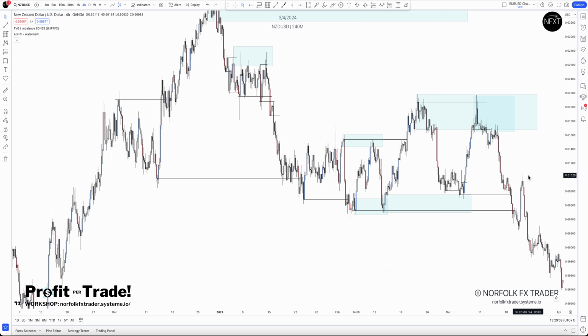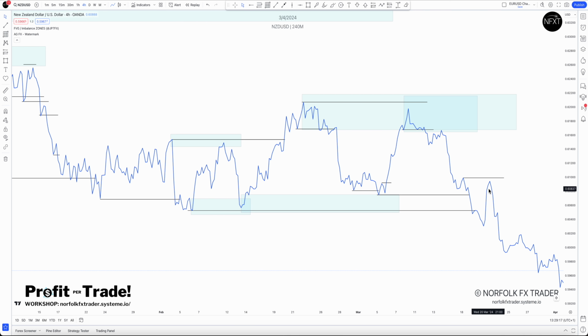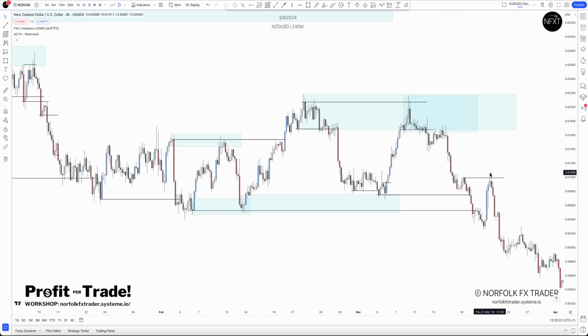Now we do have a sweep back up here. So we look back at the line chart, we can identify, and this very, very often happens, an area of divergence. We're making a lower high, but going back to the price chart, the wicks make a higher high.